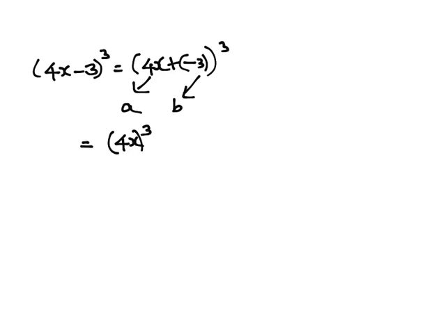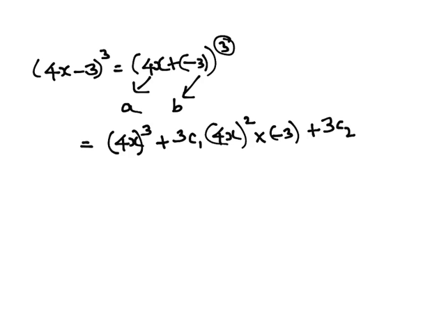(4x) the whole cube plus second term will have 3c1 because the power is 3. So 3c1 (4x)². The power of 4x will reduce by 1 into minus 3, plus the third term is 3c2 (4x) power 1 into (−3)², plus the last term will be (−3)³.